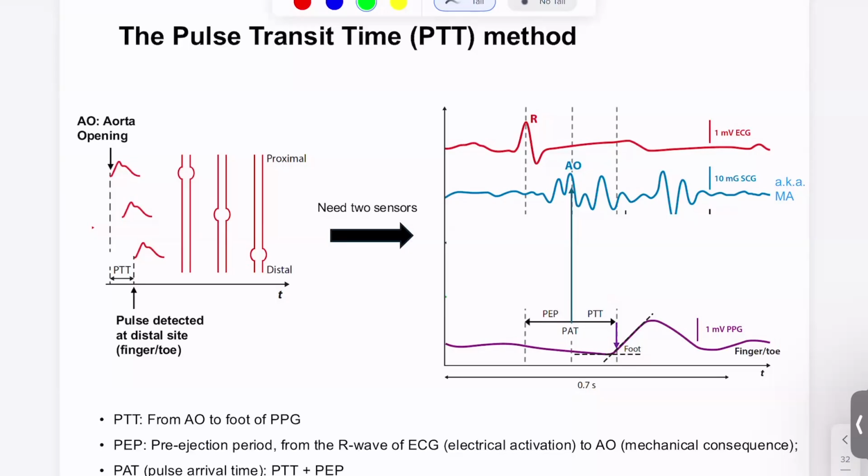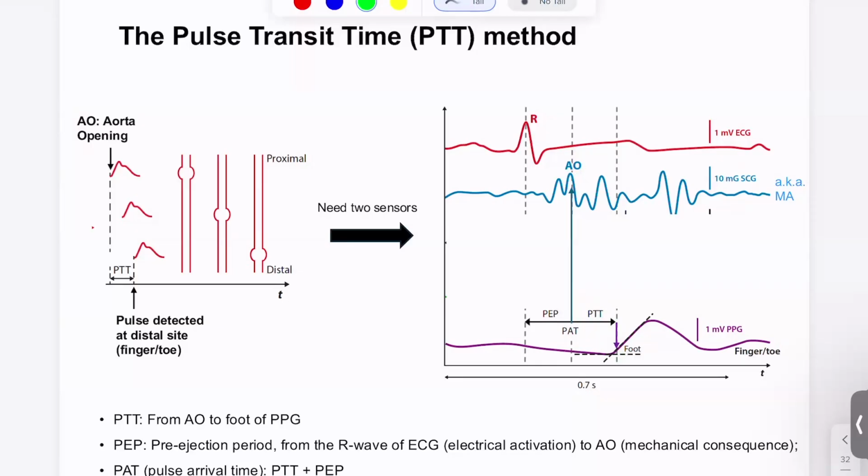That is typically done by something called SCG, which is essentially mechanoacoustic sensing. Using an MA sensor, you will be able to detect oscillations associated with your aorta opening. The aorta is the major artery connected to your heart. By looking at the time between your aorta opening and the foot of your PPG, you'll be able to get PTT. So that's how you get PTT.